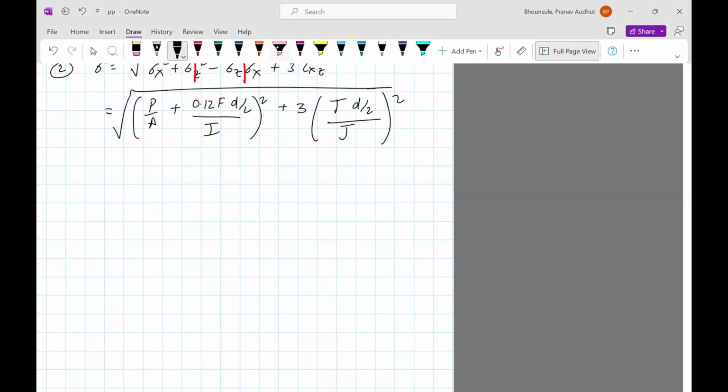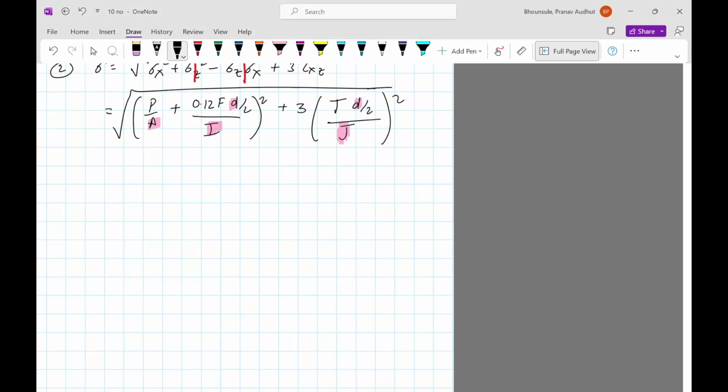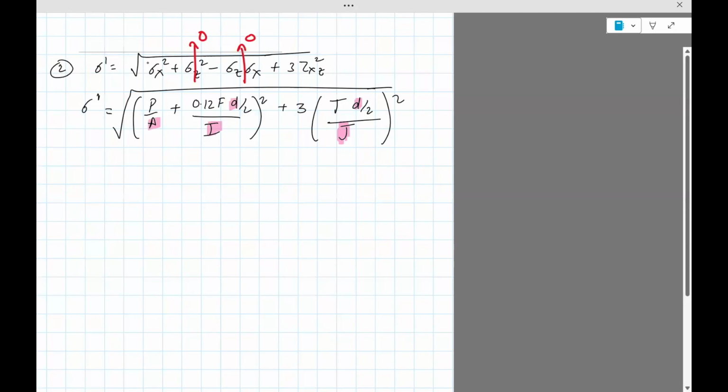Okay, so again in this, A is unknown, I is unknown, D is unknown, J is unknown. These are the unknowns, because those are design parameters. We need to choose them. So that's that. We can't do much with that.